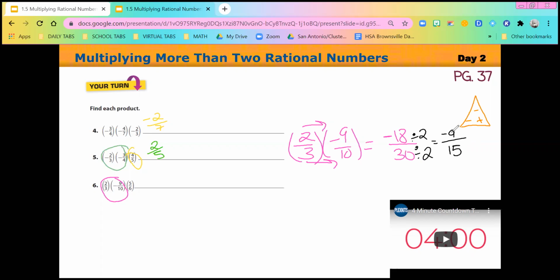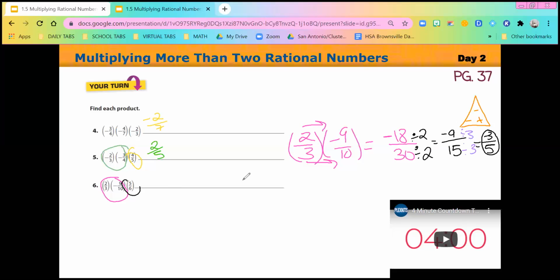And I can keep going. Let's see. I can divide by 3. Negative 9 divided by 3 is negative 3. And then 15 divided by 3 is 5. So then I am left with negative 3/5.